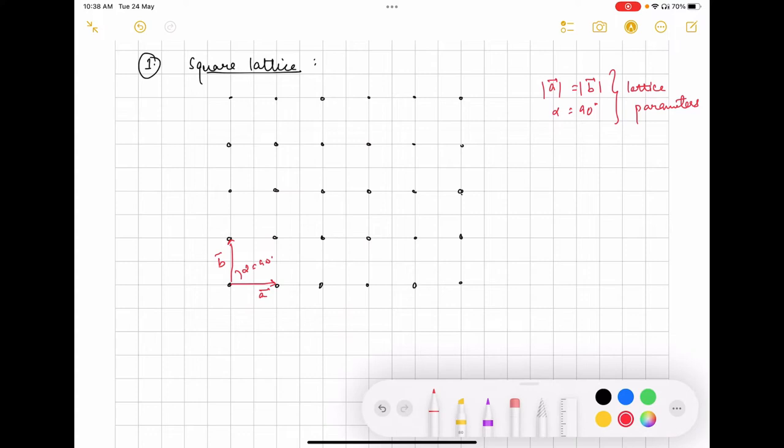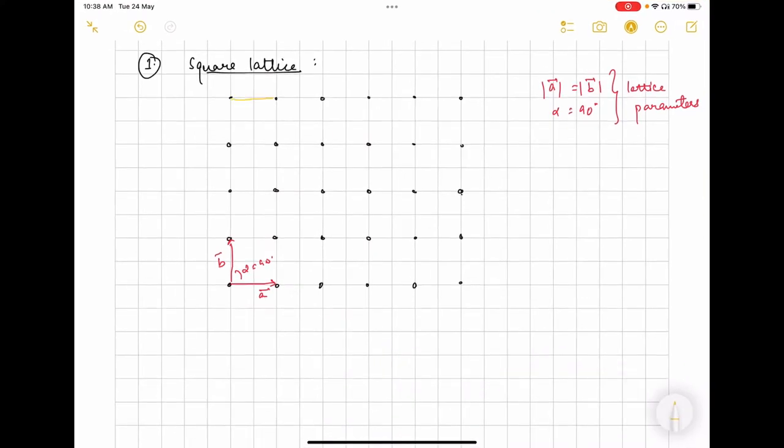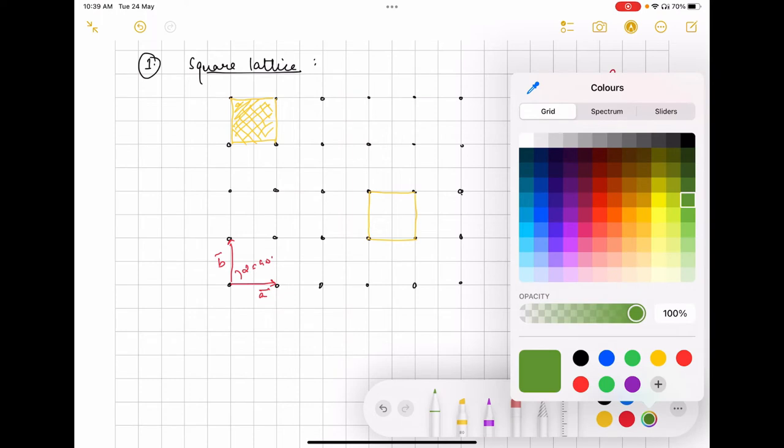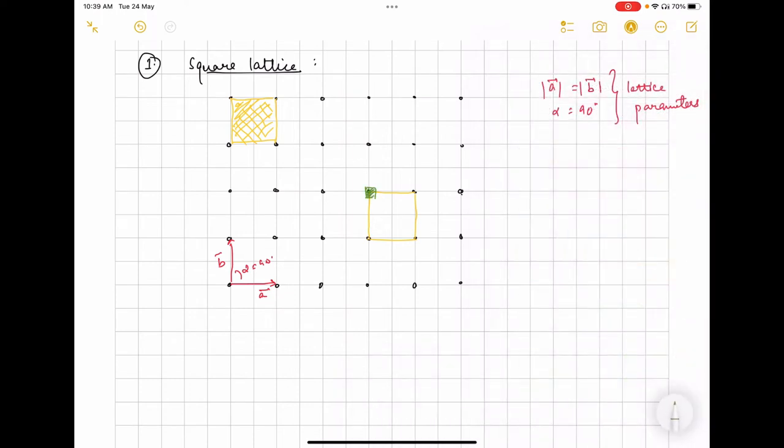Now, a square, this is the smallest unit cell. So a square is the unit cell. Now let us see the symmetry operations. For this unit cell, we have four-fold rotations on the vertices and at the center.